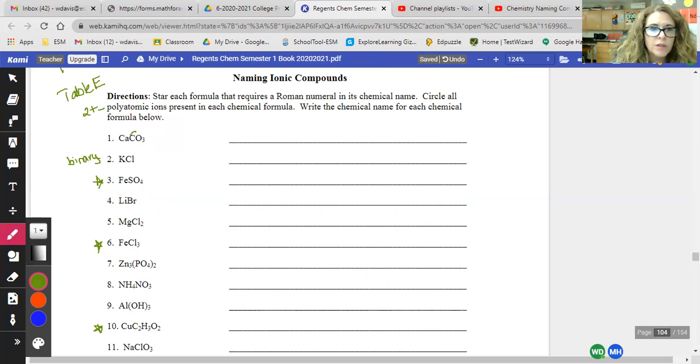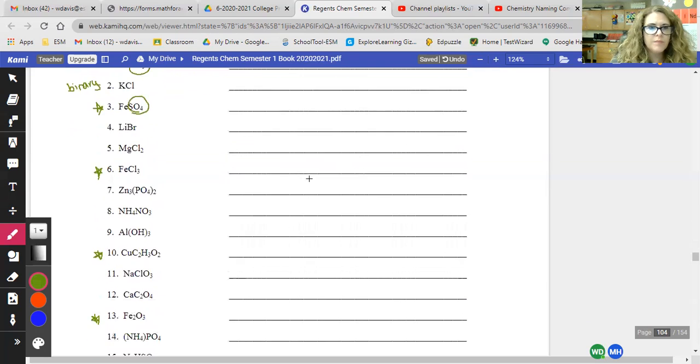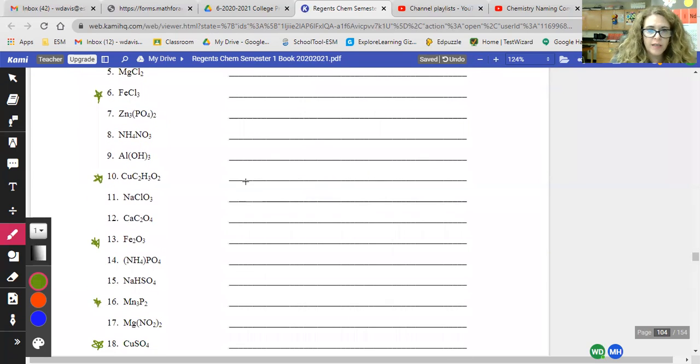So now I'm going to circle my polyatomic ion here. That's binary, no circling needed. So now I'm going to circle my sulfate. I'm circling what I find on table E. And then 4 and 5 are binary. 6 is a binary. 7, I definitely need to circle. This one's easy because I just circle whatever's inside those parentheses. That makes my life easier.